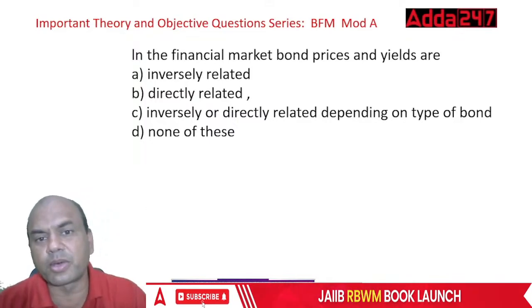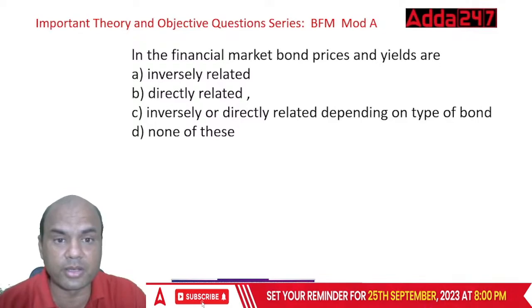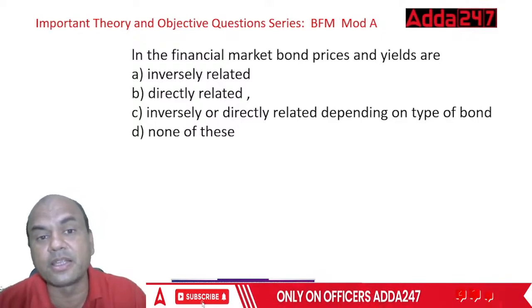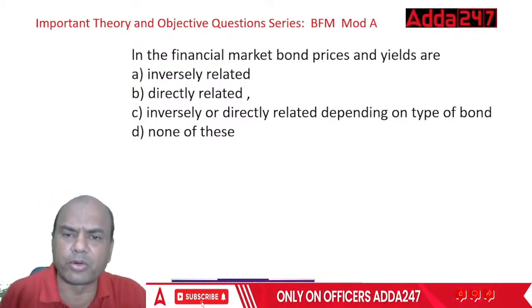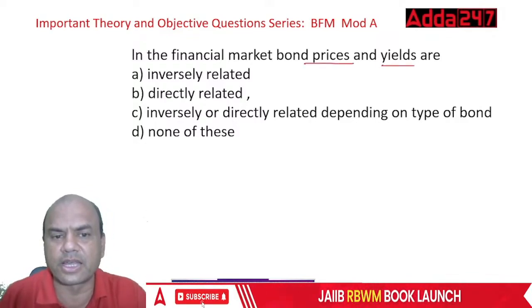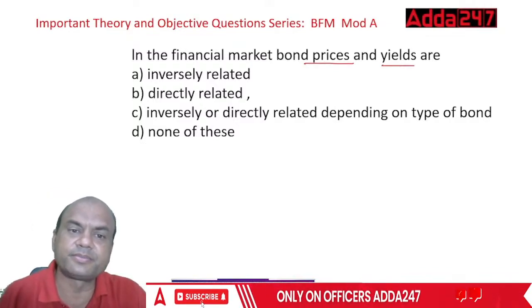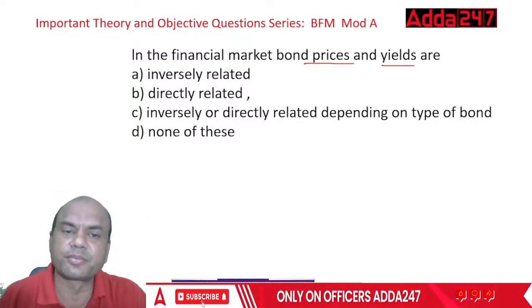In financial bond markets, bond prices and yields are what? Directly or inversely related? Inversely, directly, inversely or directly depending on the type of the bond, or none of the above. So the bond prices and yields are always.